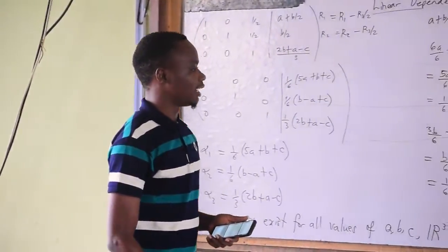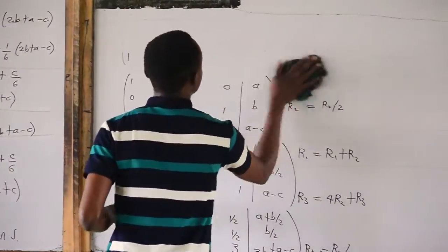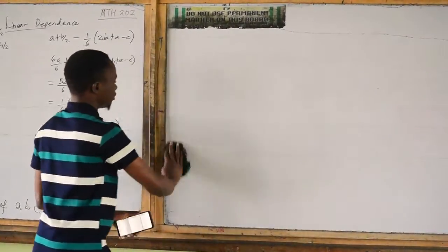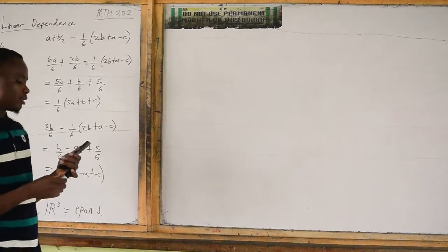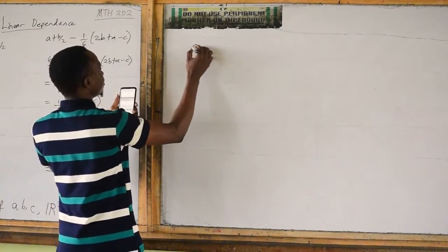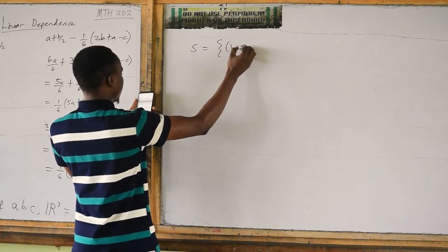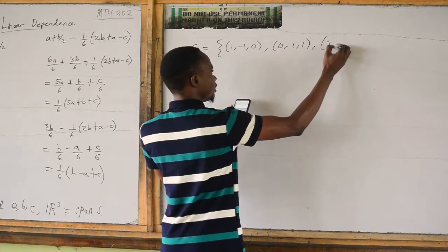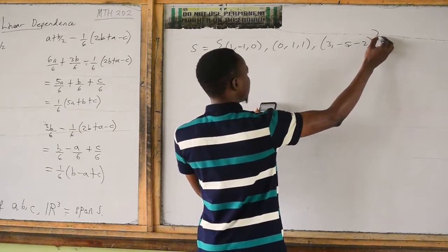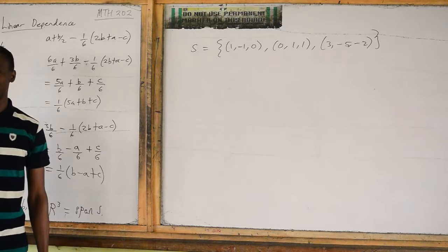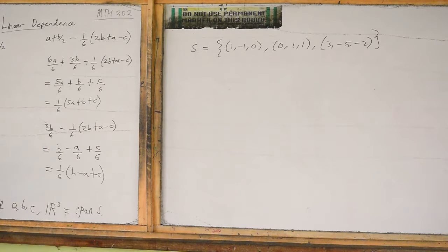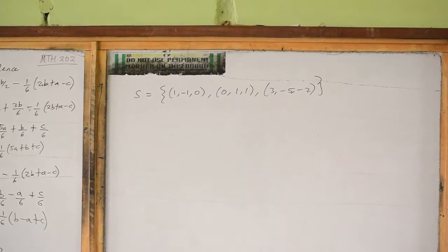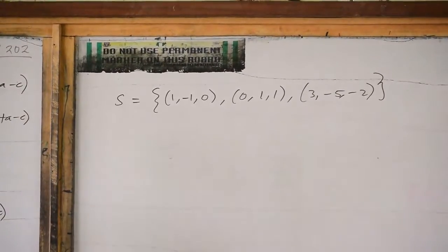Describe span S, where S equals (1, -1, 0), (0, 1, 1), (3, -5, -2). Define span S where S is equal to this.